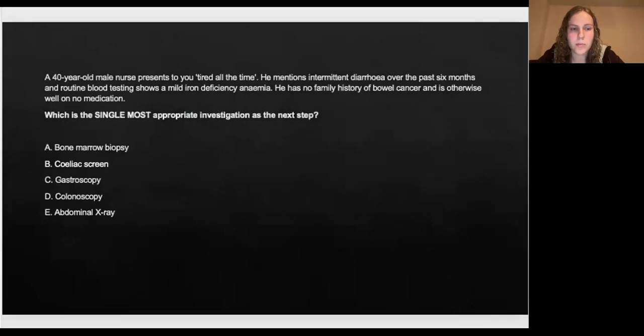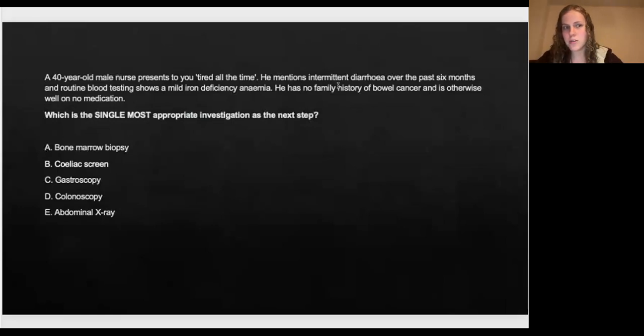Okay, what's the single most appropriate investigation as the next step? Okay, so it's really important to always read the question here. They like to trick you by asking a specific question in SBAs all the time. So what do we see? There's not really any red flag features I can see here.